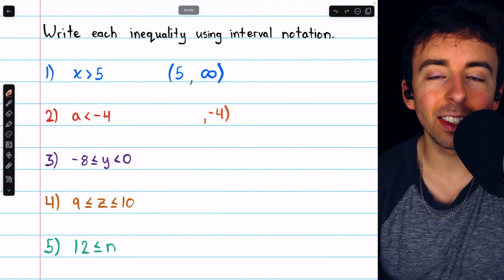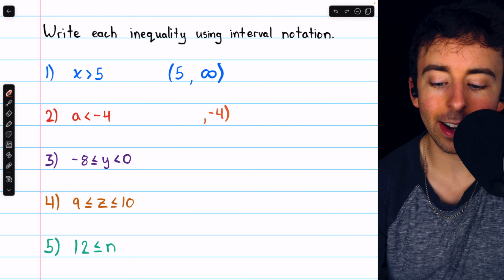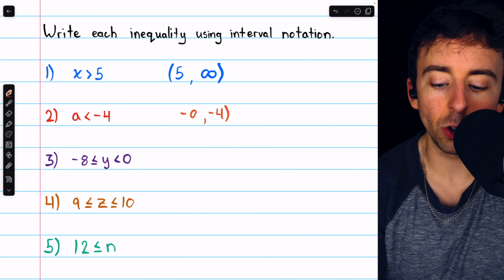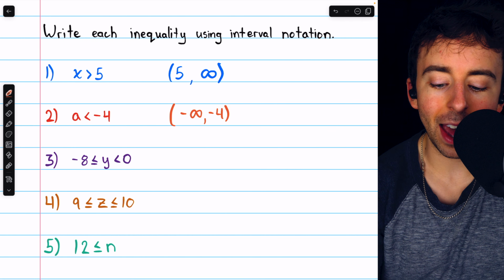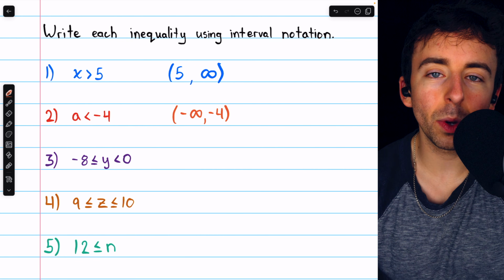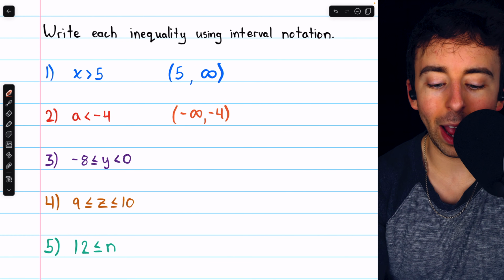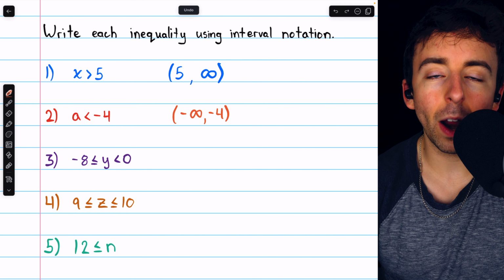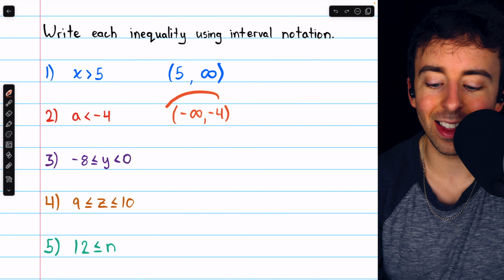As long as a is less than -4, it can be anything it likes, and so we would go all the way to negative infinity, and that would be also written with the parenthesis because negative infinity is not a number, and so can't be included in the interval. So a is less than -4, that describes the same set of numbers as this interval.